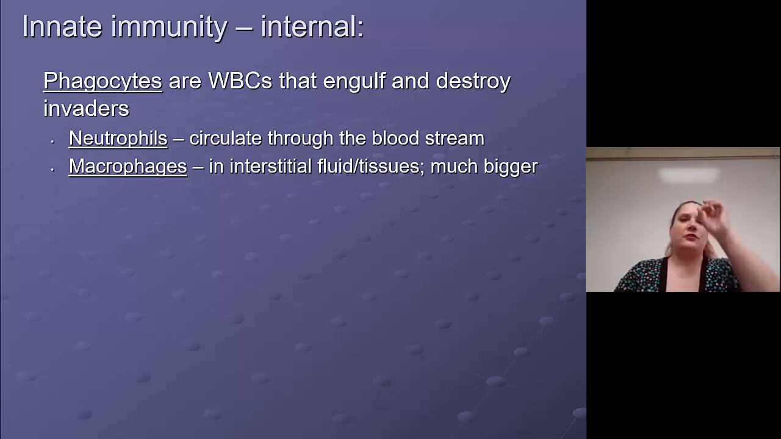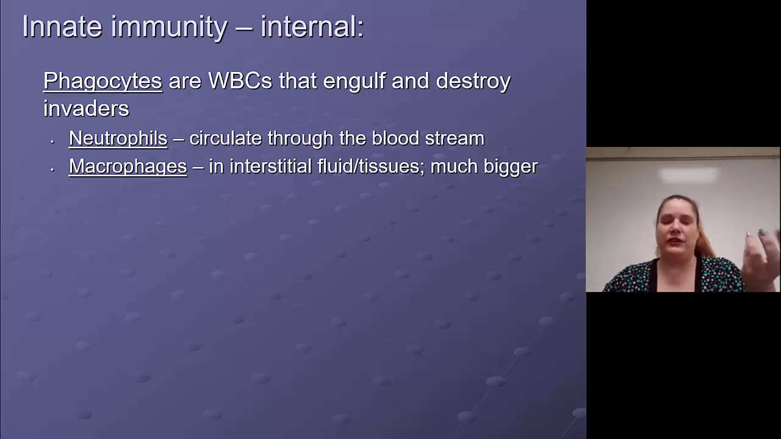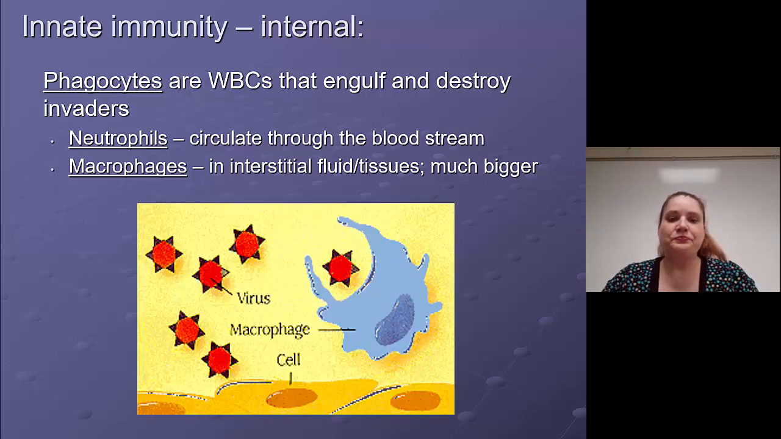Okay. So in this category of phagocytes, you have neutrophils and macrophages. They are both eaters. Phagocyte, eating cell. So you can remember what those words mean. Phagocytes could be little, they're neutrophils, or phagocytes could be big, macrophages. If they're in the blood, they're neutrophils. If they're in the interstitial fluid and tissues, they're macrophages.